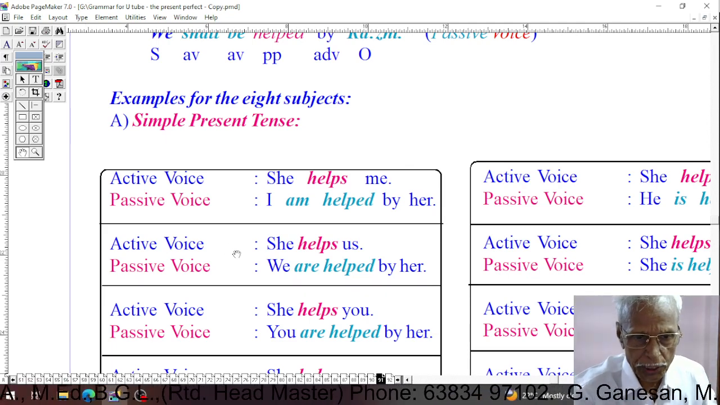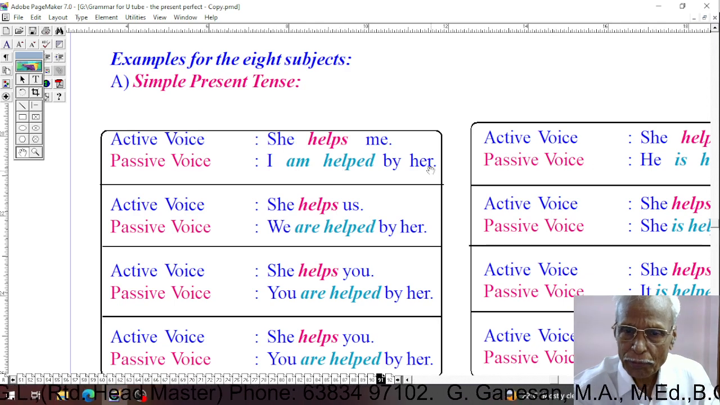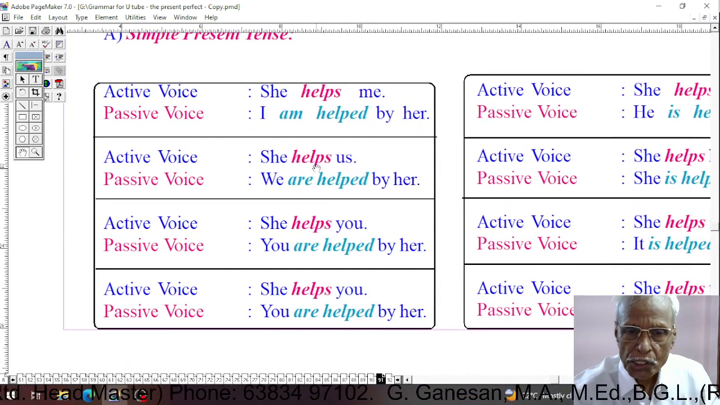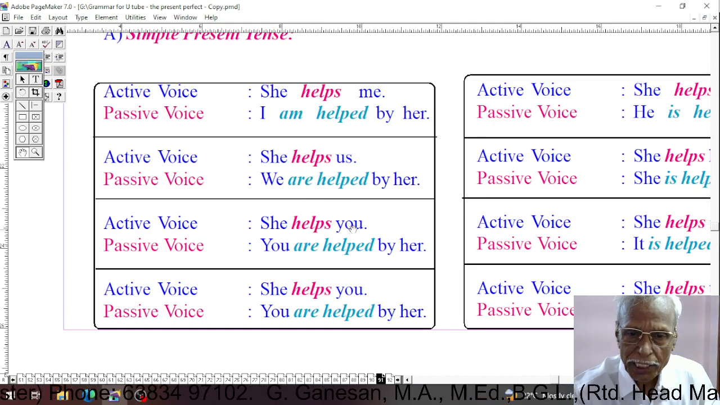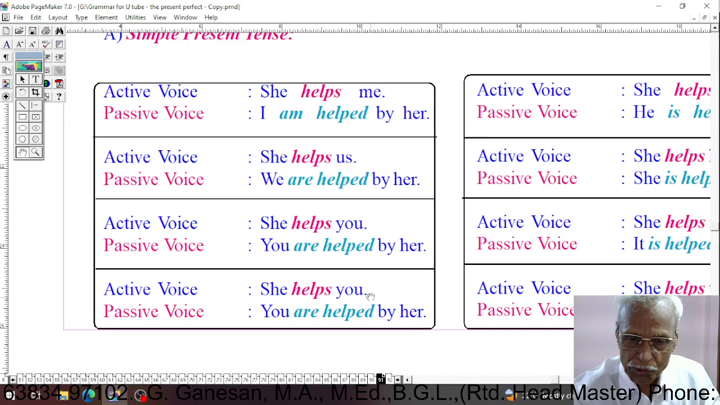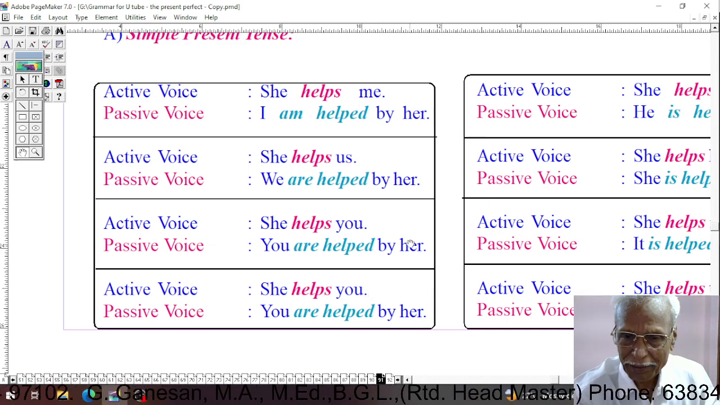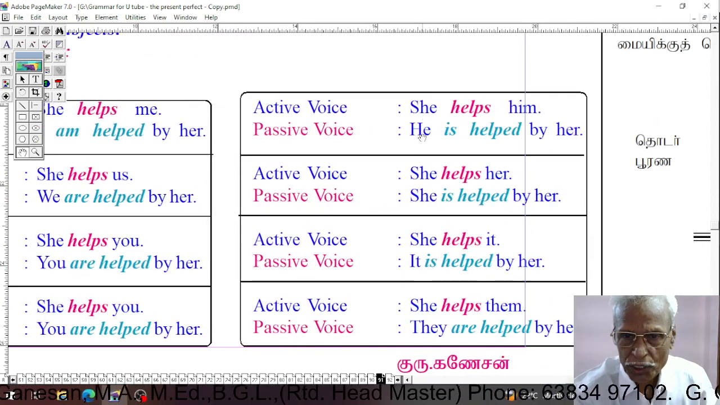First, the simple present. She helps me. I am helped by her. She helps us. We are helped by her. She helps you. You are helped by her. First person, second person, third person.